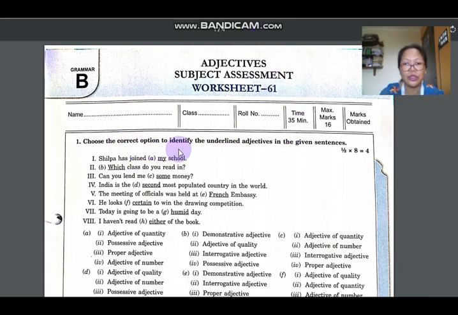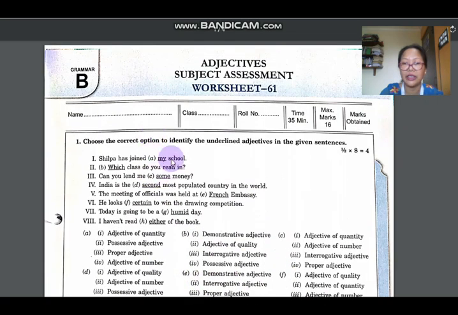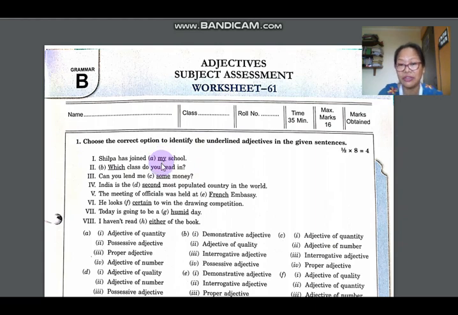Choose the correct option to identify the underlined adjectives in the given sentence. Here, these are the 8 sentences and these are the options given. Remember, I taught you kinds of adjectives, right? All the kinds of adjectives are given here, and there are a few words underlined in every sentence. You need to identify what kind of adjective it is. Like, Shilpa has joined my school. You have to identify what kind of adjective my is.